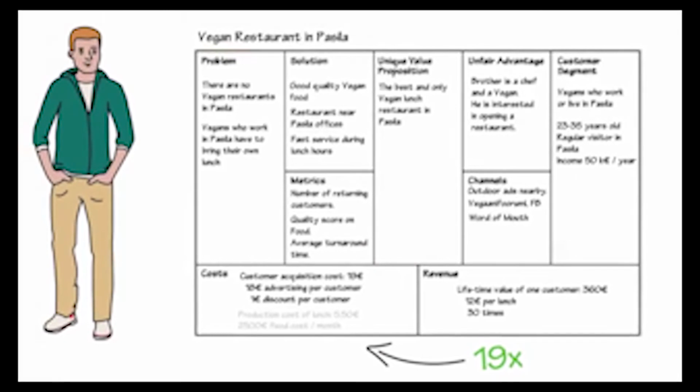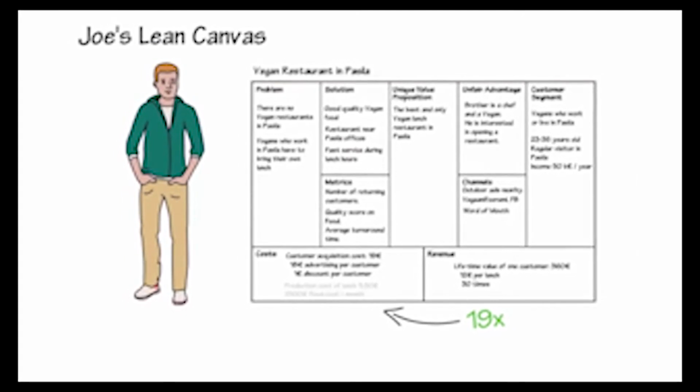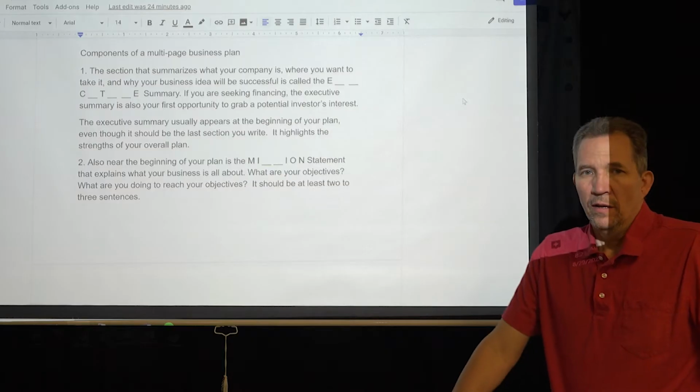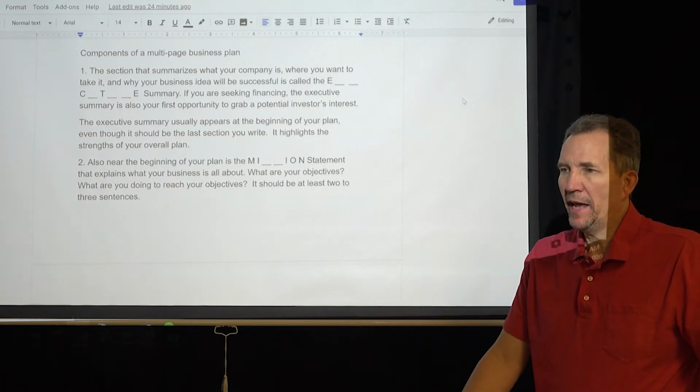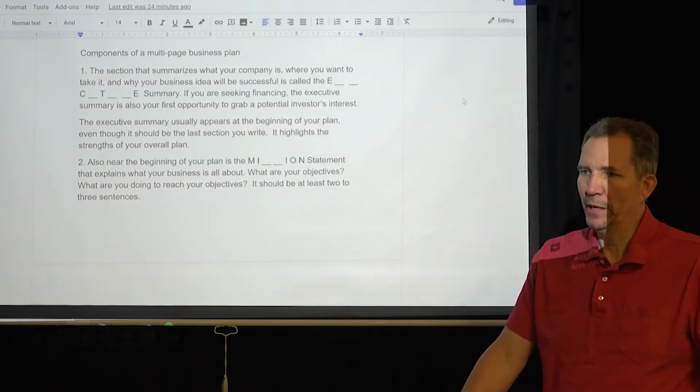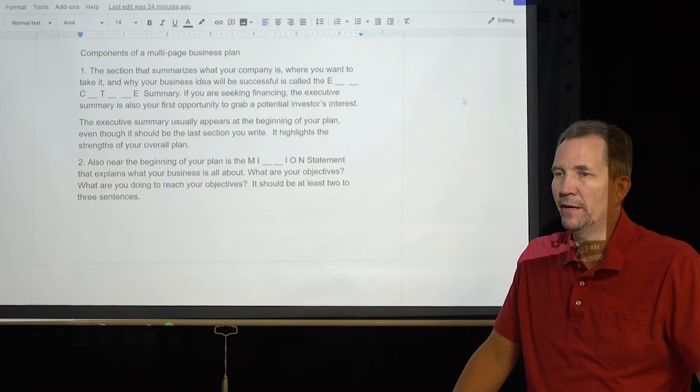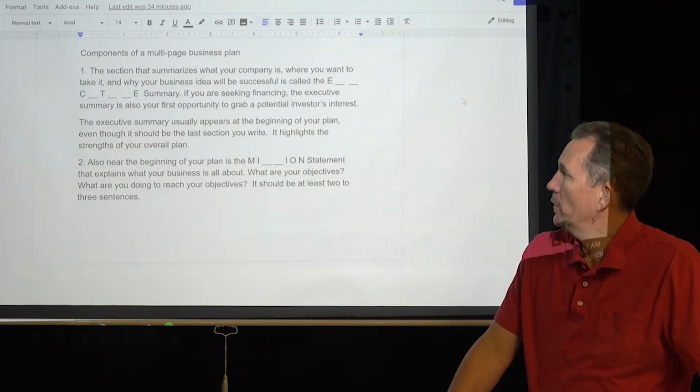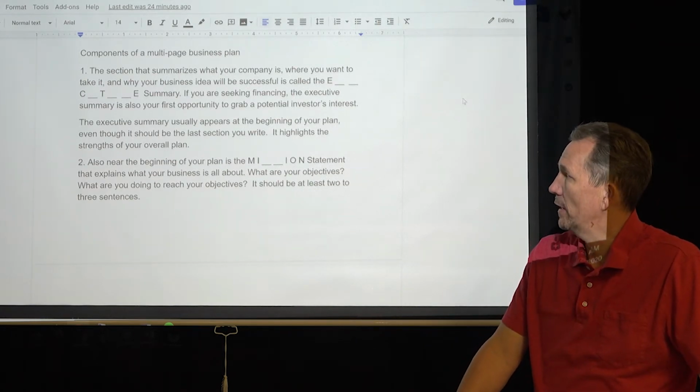It's good to highlight that all of this is just an educated best guess at this stage. To validate whether the canvas has anything to do with reality, Joe will make a series of MVP tests to turn those yellow traffic lights either green or red. Okay, so you got the gist of the lean canvas model. Basically, they just want you to know what that means. Let's move on to the components of a multi-page business plan.